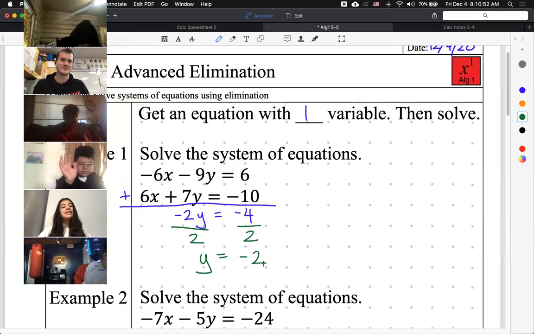Give it to someone else. Okay, you can call on either Diego, Ashley, or Jose. They have their hands up. Or Giorgio, sorry, just your hand. Ashley.